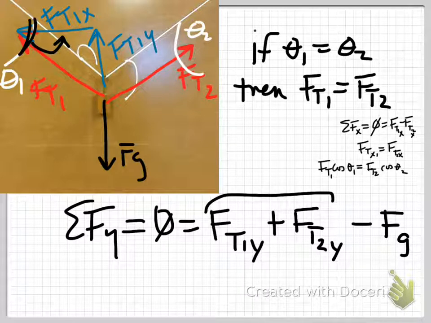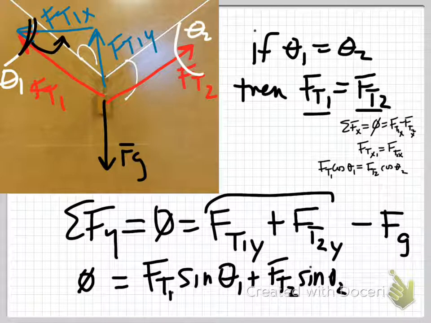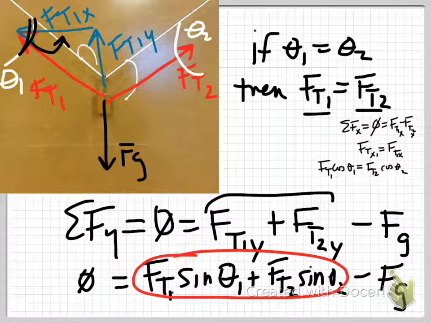Now, what do we know about F of t on the y? It's equal to force of tension times sine theta. Well, we know that F of t1 equals F of t2, and theta 1 equals theta 2. So we can replace all of this with a simplified expression. What can we do?